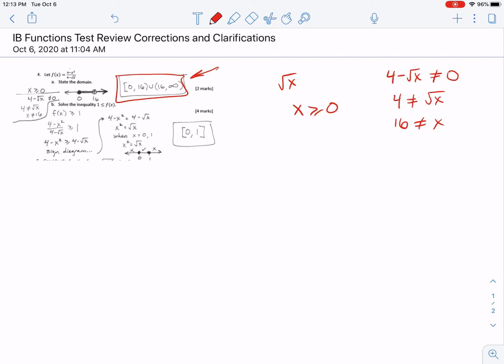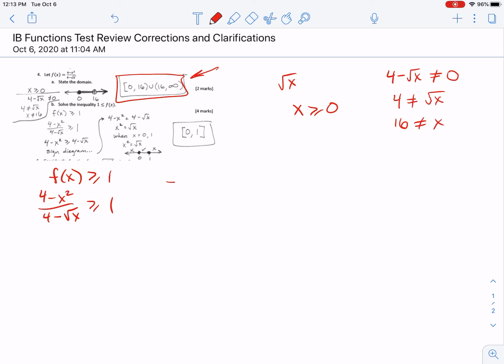So what we did next is I solved the inequality. I want f of x, I like it written this way better, f of x is greater than or equal to 1. So what was f of x? This 4 minus x squared over 4 minus the square root of x is greater than or equal to 1. I ignored the inequality for a second and went and made a sign diagram. However, I made a mistake.